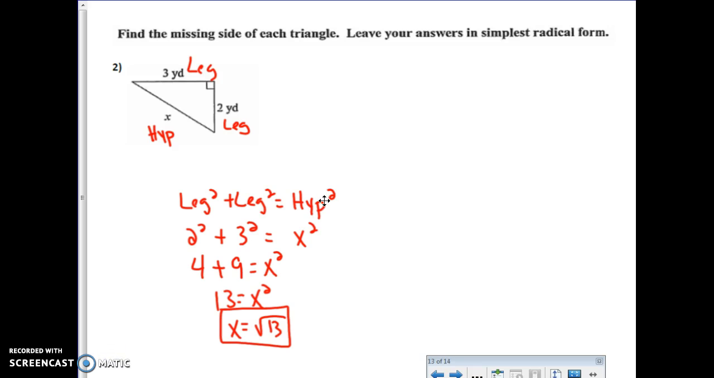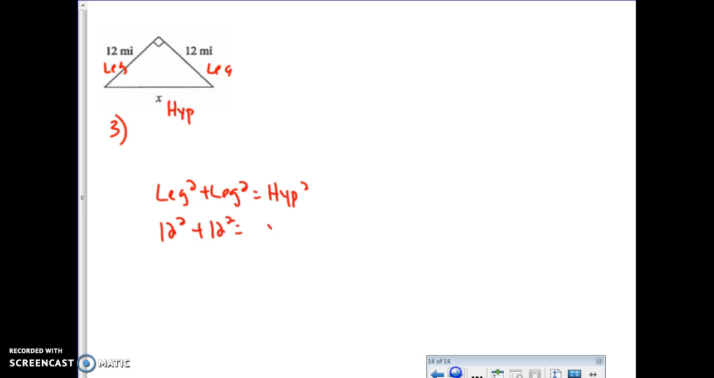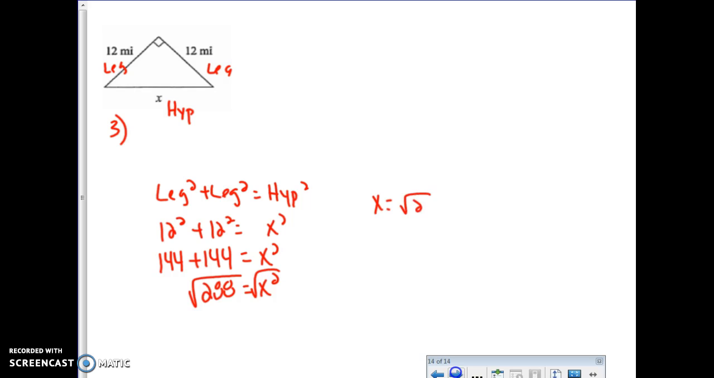Let's just look at one other example, question 3. And I want to simplify this. This is my hypotenuse. This is a leg, and this is another leg. So we talked about how leg squared plus leg squared equals hypotenuse squared. So 12 squared plus 12 squared equals x squared. 144 plus 144 equals x squared. 288 equals x squared. I'm going to square root both sides, and I got x to equal the square root of 288.